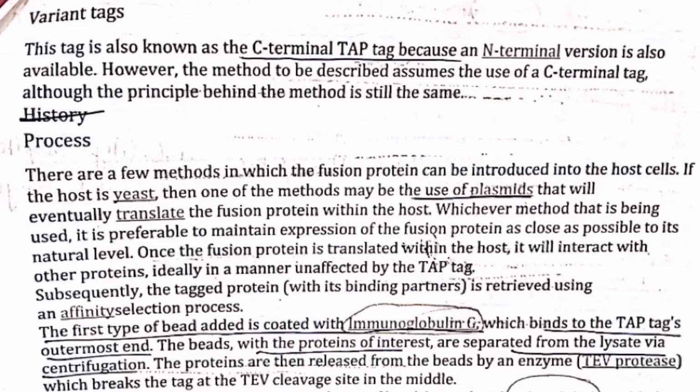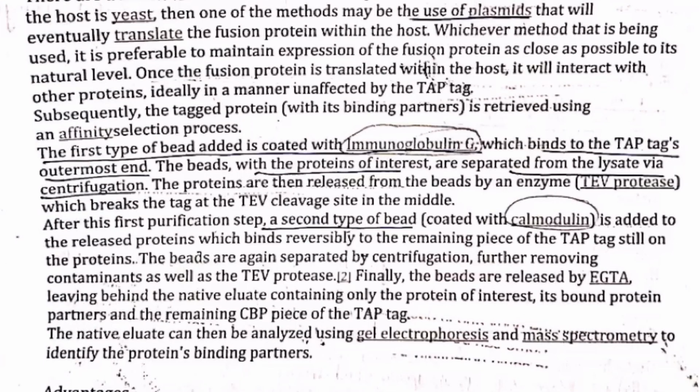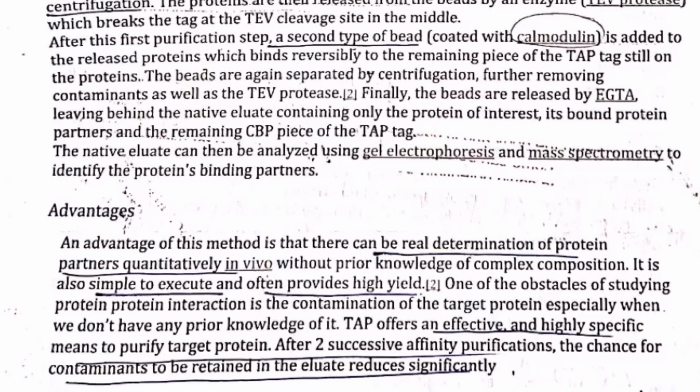Next is variant tag, that is also known as C-terminal TAP tag, because an N-terminal version is also available. So I have given about this in my video. It's not very important. You can just go through it and have an idea about what is variant tag and how is it related to the TAP tag, and also about its advantages.